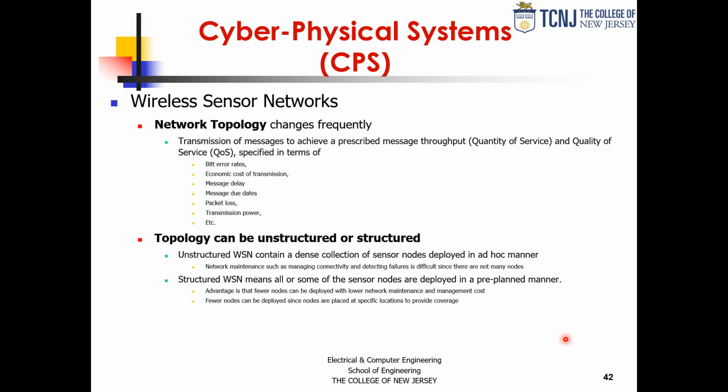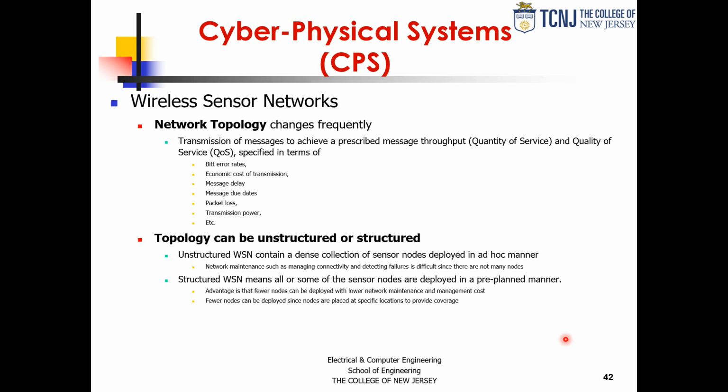So let's talk about the network topology problem when it comes to wireless sensor networks. There are two cases. One is a structured network topology. That's good because you know the topology, so you can optimize the software that deals with the routing and the traffic to deal with that specific topology and improve QoS, which is the quality of service, and also the throughput, which is the quantity of service.